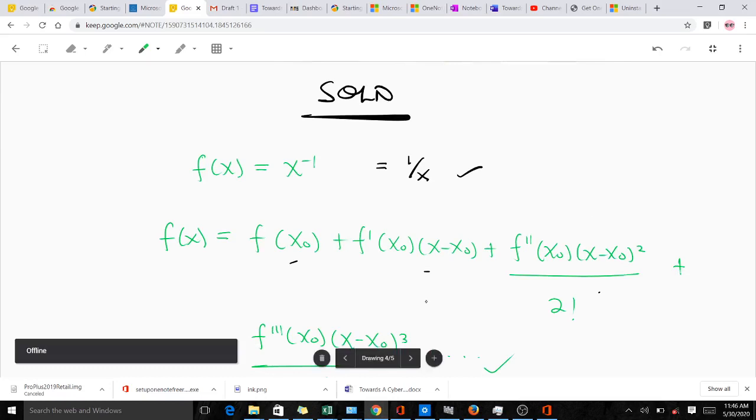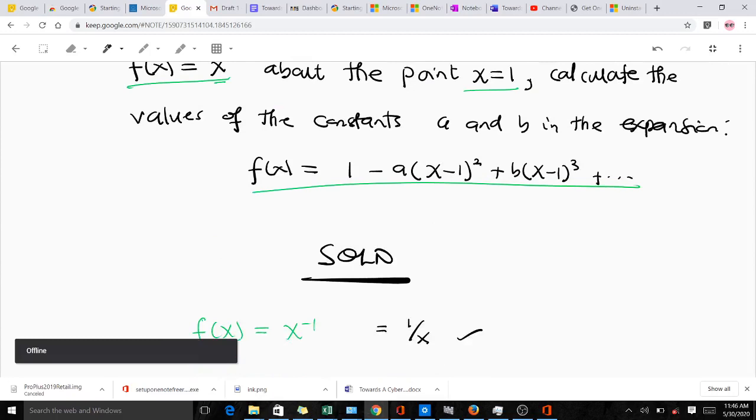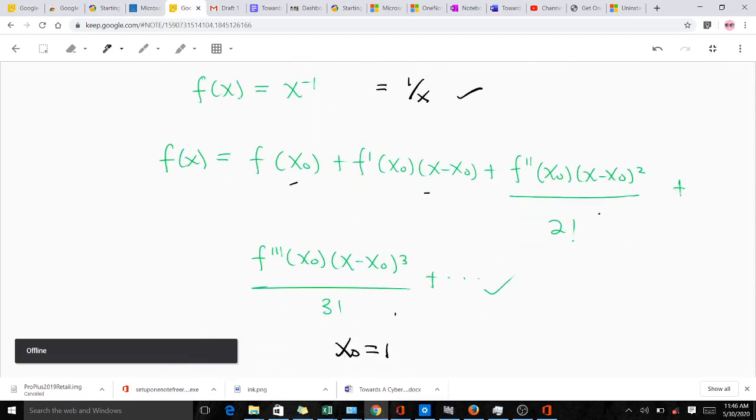So we have our function f of x as x raised to the power -1, which is the same as 1 over x. So we will be truncating our expansion at the fourth term because we are comparing it to this expansion here, and this ends at the term containing x minus 1 cubed, so we will also want to end there. So that means we are going to use the Taylor series formula up to the term containing the power 3.